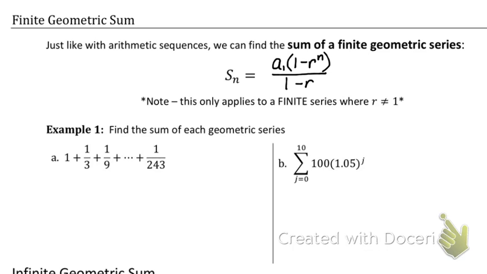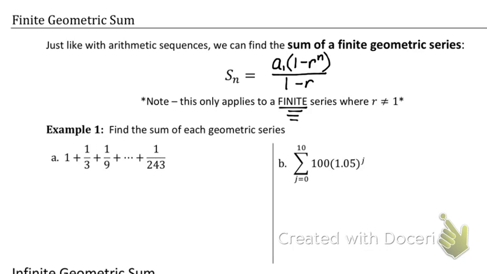Note that this only applies to a finite series, a finite series where r cannot equal 1. Because if r equaled 1, every number would be multiplied by 1, so it wouldn't actually be a geometric sequence. It would just be negative 3, negative 3, negative 3, negative 3, negative 3. So that's the only reason why r cannot be 1.